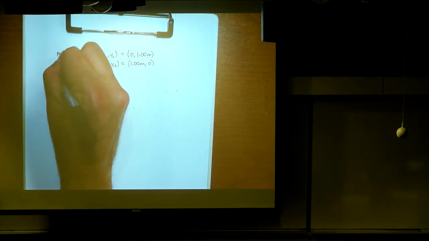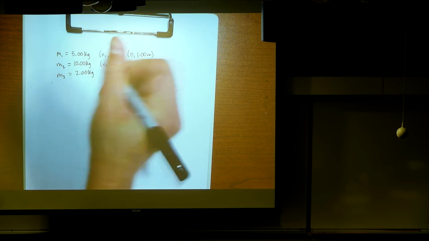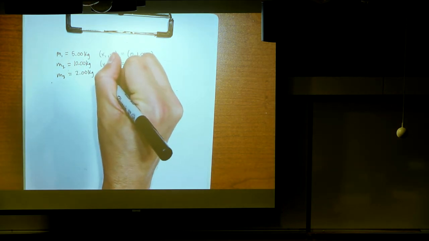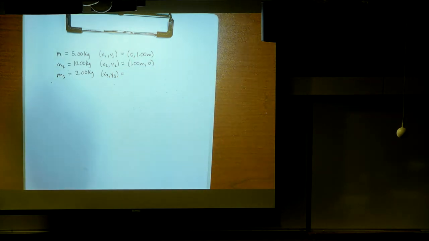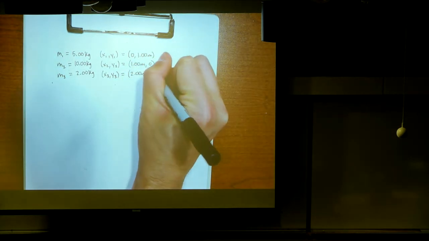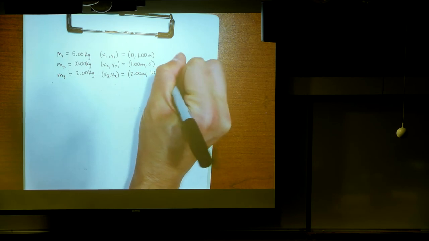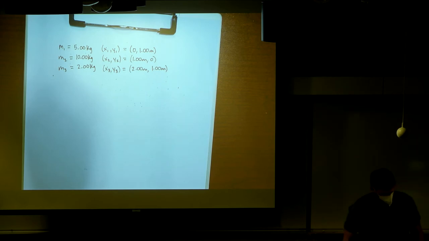And then finally, for this third guy, M3, which had a mass of 2 kilograms, what did we have? We had x3, y3 equals, the x-coordinate was 2, the y-coordinate was 1. All right, so that's all the info we need to do the calculation right there.